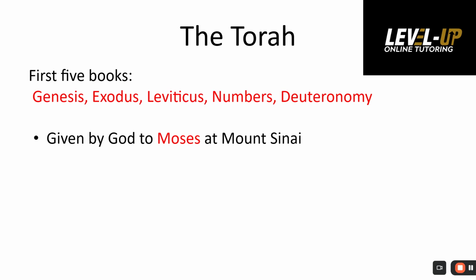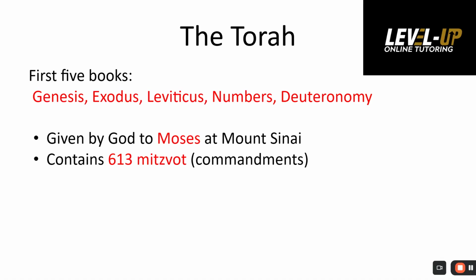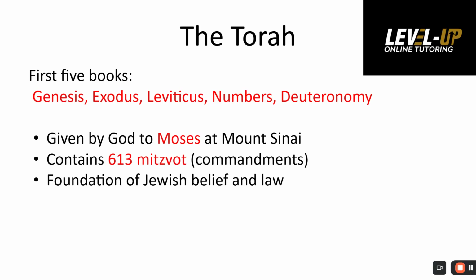The Torah was given to Moses on Mount Sinai to allow him to reveal it to other people, and to reveal God to other people as well. Now, within the Torah, it contains 613 mitzvot. They are commandments, rules that they have to follow, of which the 10 commandments are also part.